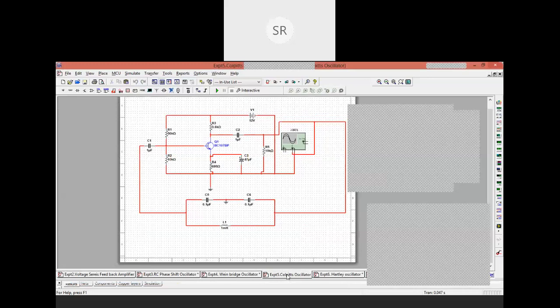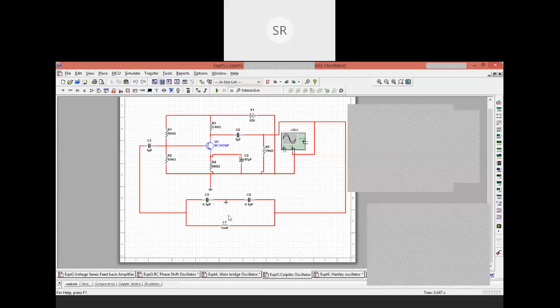Similar to the Hartley oscillator, the Colpitts oscillator has one transistor. This transistor in common emitter configuration provides 180 degree phase shift, and the tank circuit provides an additional 180 degree phase shift to oscillate. The tank circuit consists of two capacitors and one inductor. The capacitor values and the inductor values are given here.